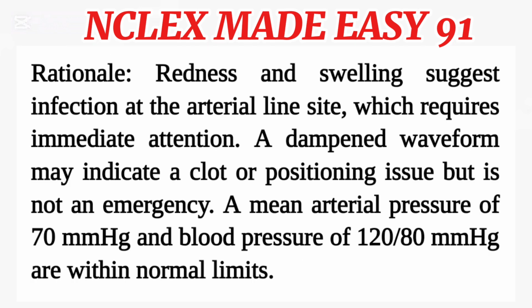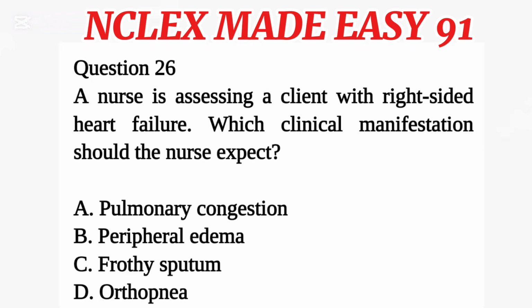Rationale. Redness and swelling suggest infection at the arterial line site, which requires immediate attention. A dampened waveform may indicate a clot or positioning issue, but is not an emergency. A mean arterial pressure of 70 millimeters of mercury and blood pressure of 120/80 millimeters of mercury are within normal limits.